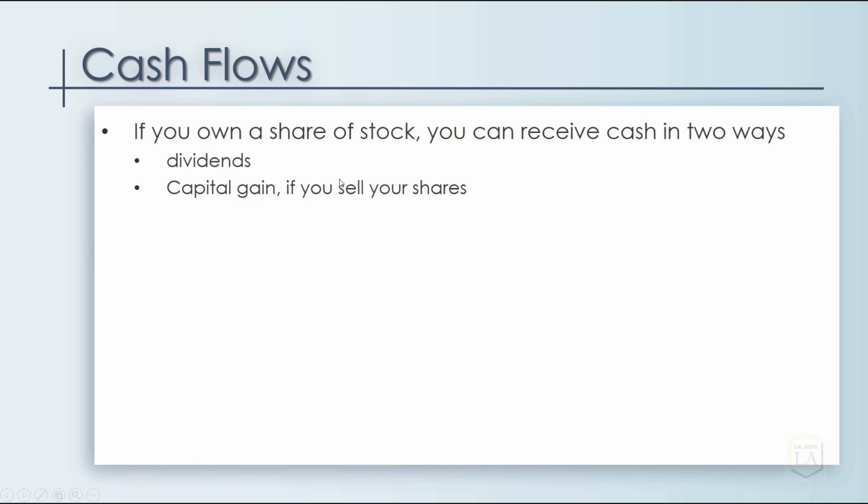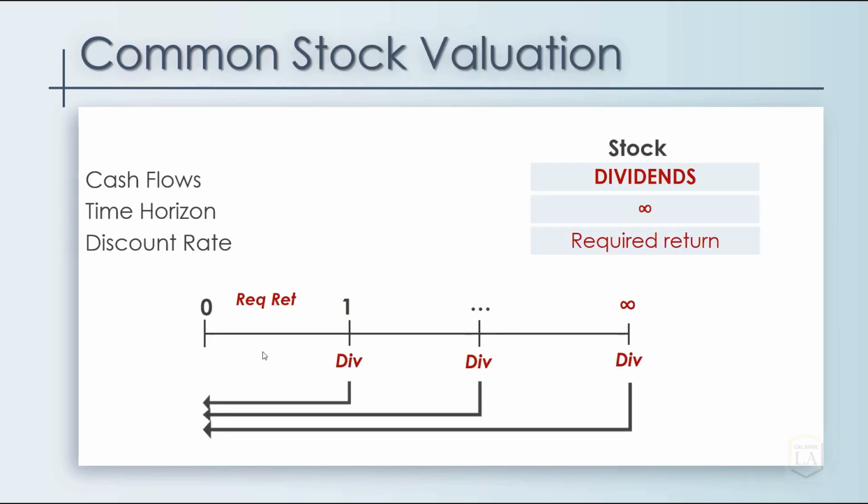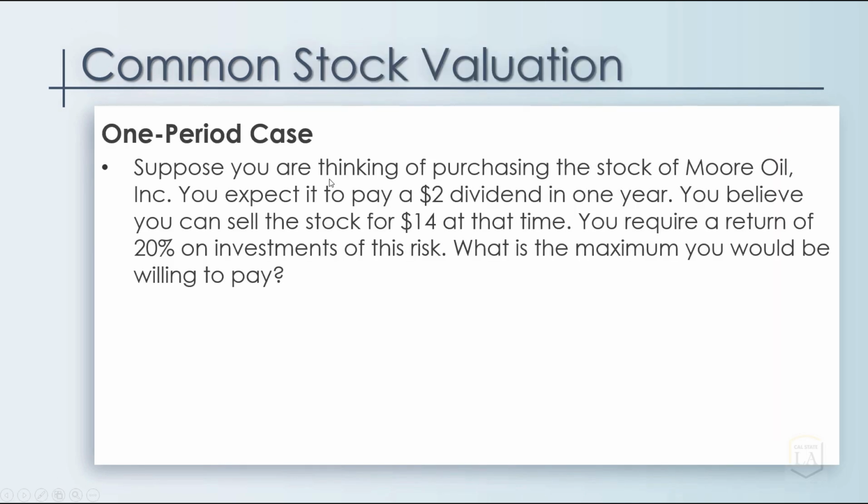So these are the two sources of your cash collection. Given so, if you just focus on these two streams of cash flows, your stock price, which is supposed to be the present value of expected cash flows, is supposed to be the present value of expected dividends and capital gains. So you have two different cash sources: one is dividends and the other is capital gains. What you saw in the common stock valuation was only dividends mentioned as the cash flows, right? We're going to reconcile this difference with different exercises from now on.